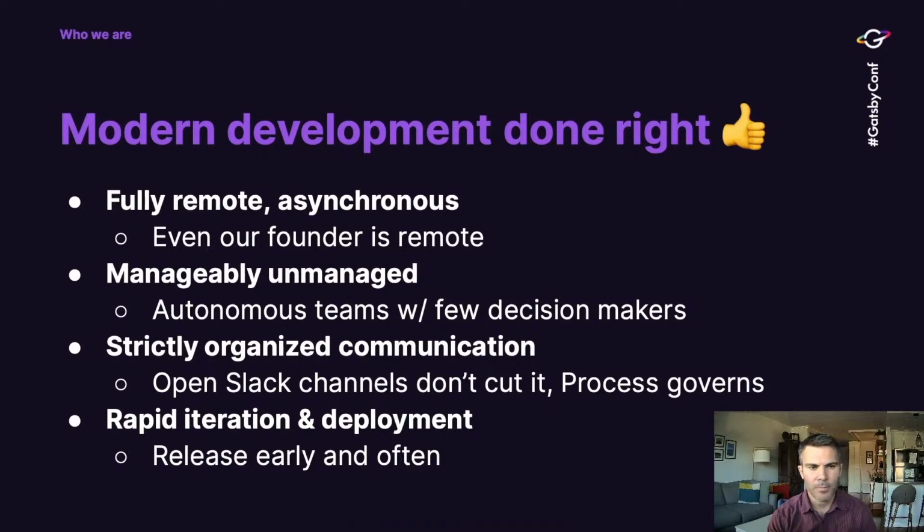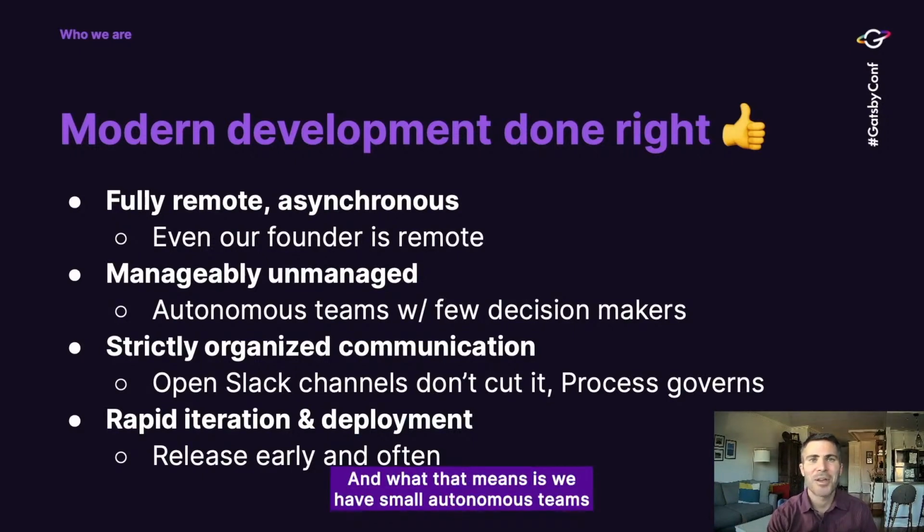Number two, we're manageably unmanaged. And what that means is we have small autonomous teams with very few decision makers. And each one of those teams basically is appointed a project lead, and they're really responsible for disseminating information down to that small team and figuring out what that small team structure needs to do, and really only communicating back when it's necessary. But we really trust our small teams to operate on their own.